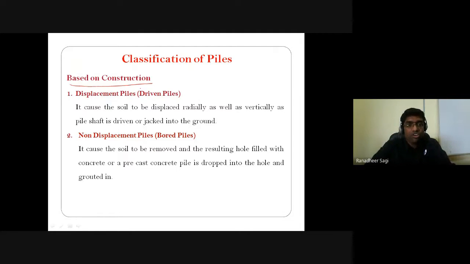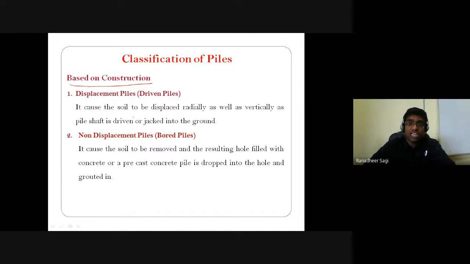So such kind of piles are also called driven piles or displacement piles. Now, what is meant by non-displacement piles? These piles, when they are installed in the ground, the surrounding soil is not at all laterally or radially displaced. So such piles are called non-displacement piles.